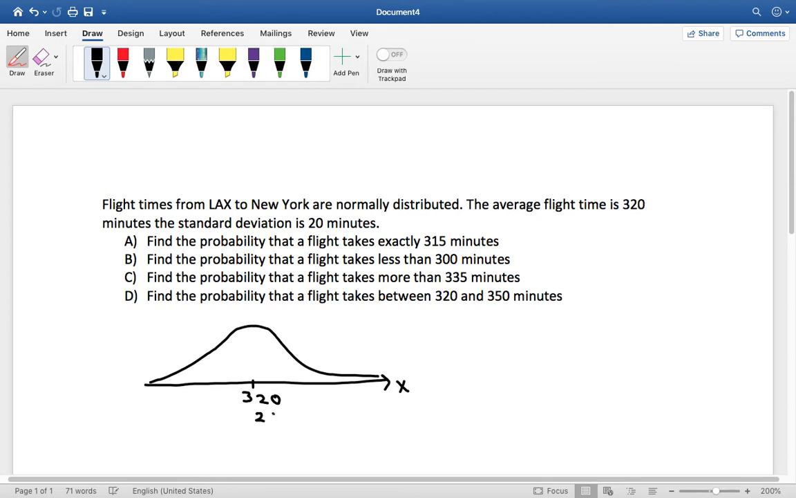So that's basically saying that we don't have a standard normal. Most of the flights take 320 minutes, some take more, and some take less.